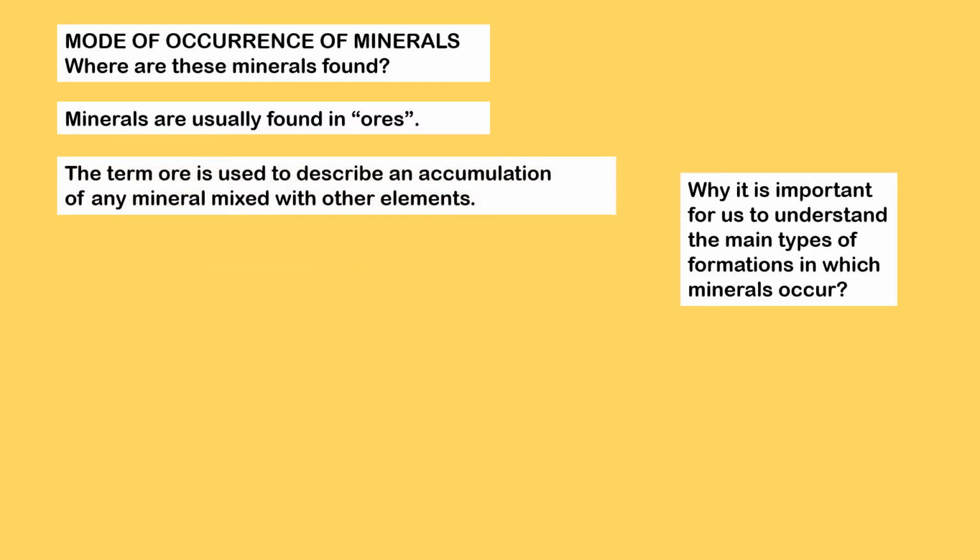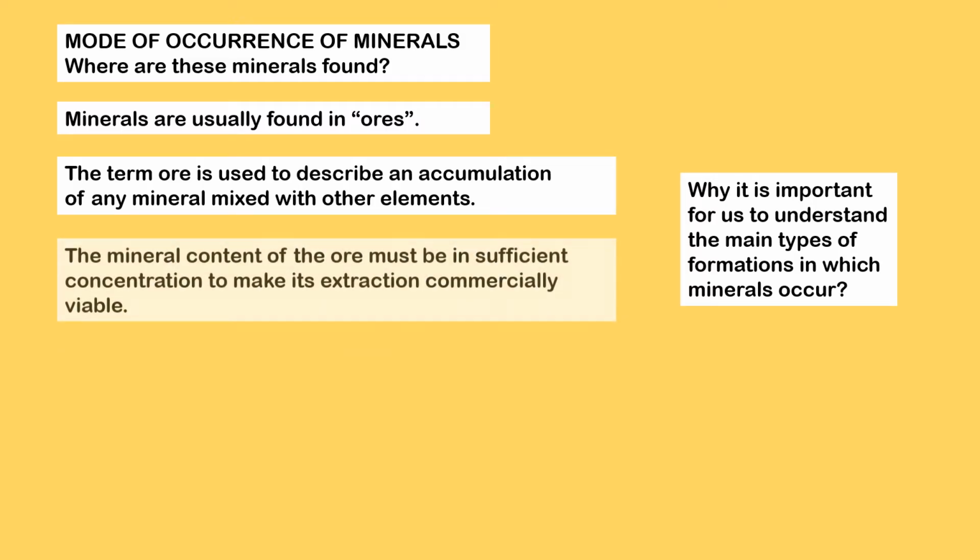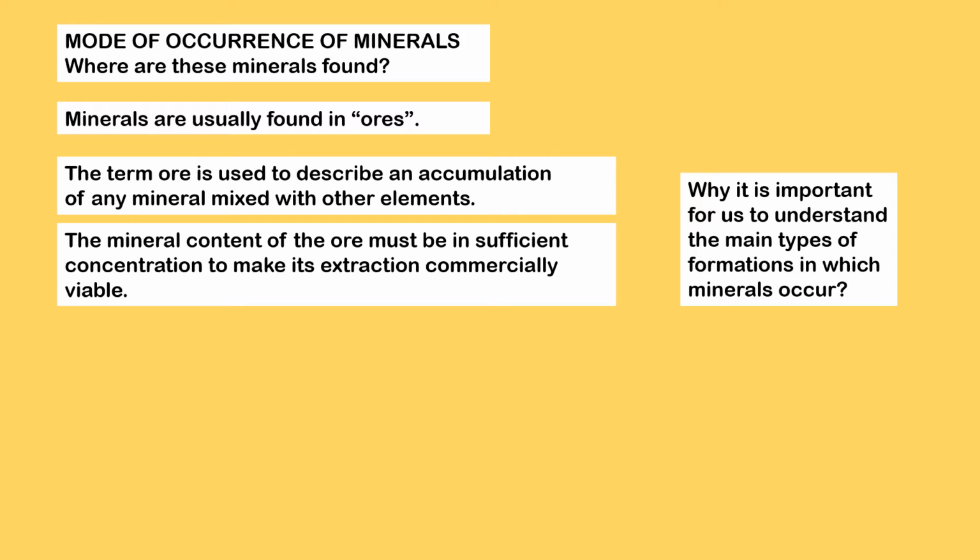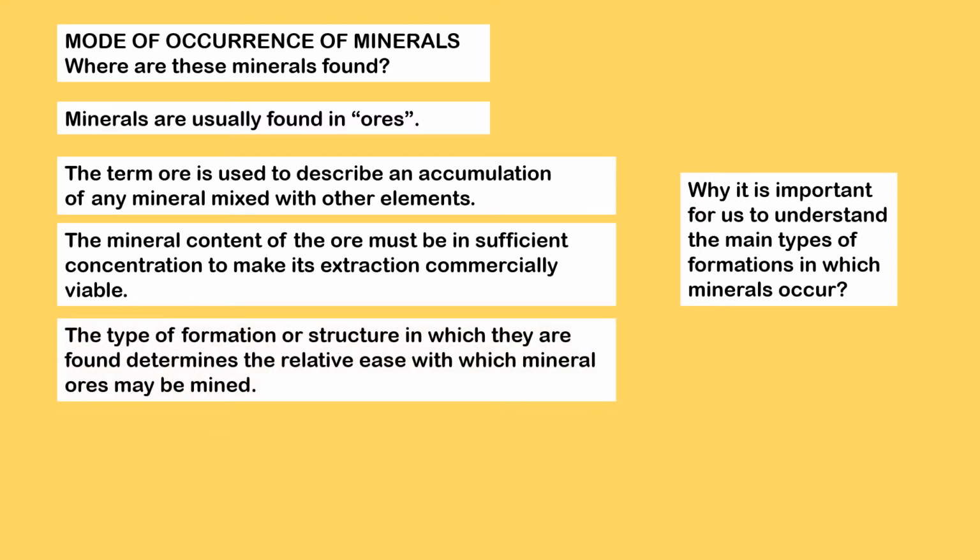The term ore is used to describe an accumulation of any mineral mixed with other elements. So we have to purify, remove the impurities, and extract our required mineral. The mineral content of the ore must be sufficient in concentration to make its extraction commercially viable. We will not be able to extract a small amount of mineral. It should be there in sufficient amount because it involves a lot of money. It has to be commercially viable.